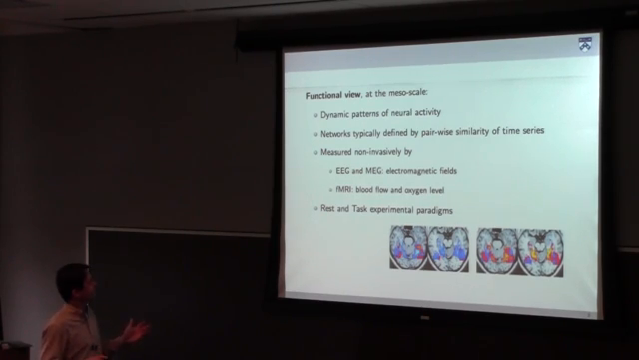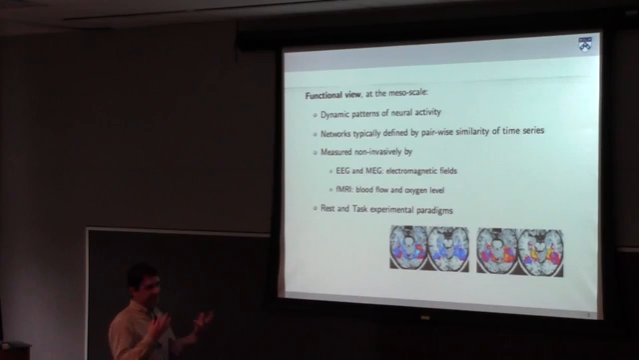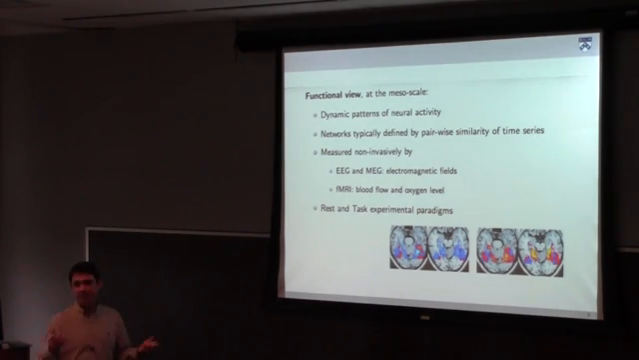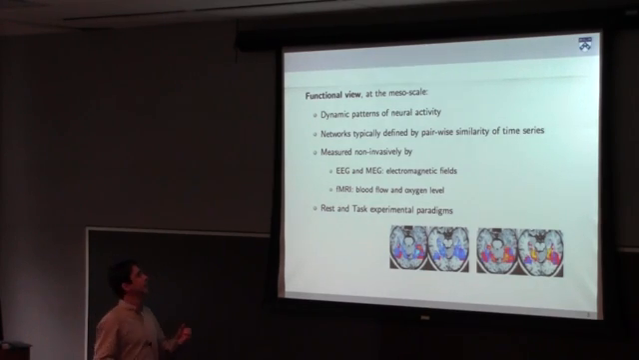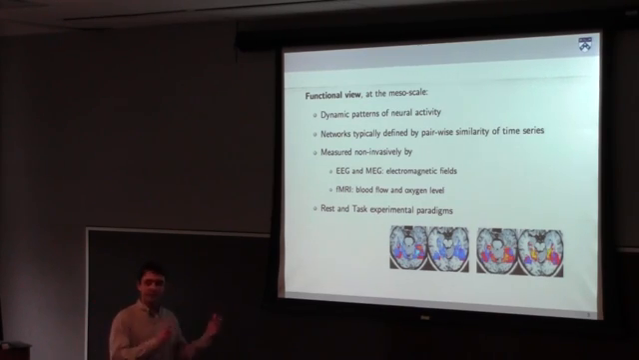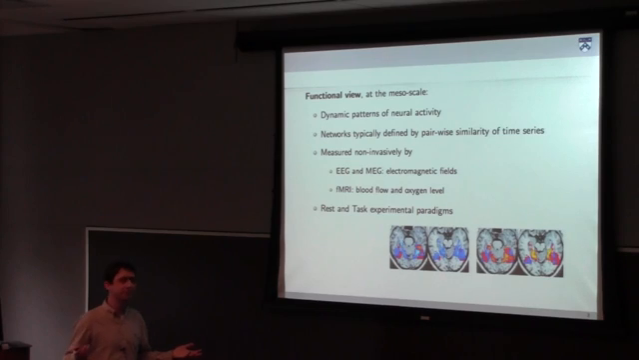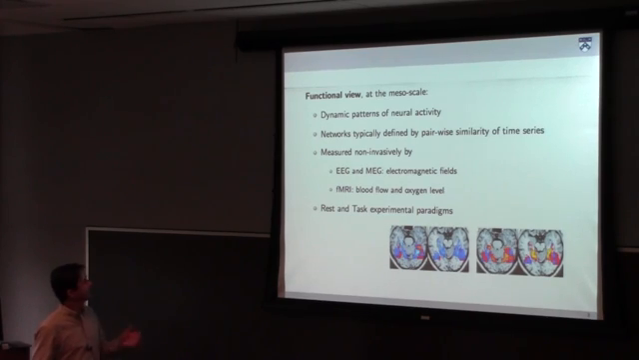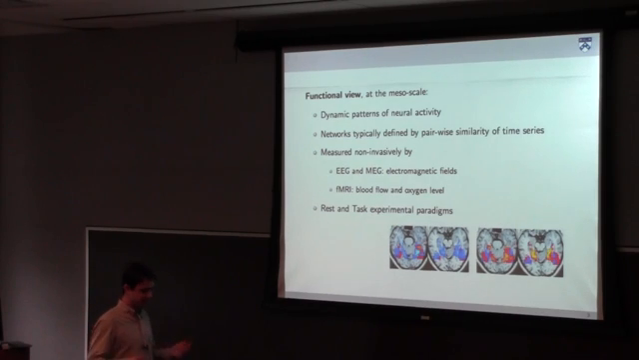In the functional view, the concept of networks is typically defined as a pairwise similarity between different regions of your brain. You can find that similarity to be in the time domain, or in the frequency domain, as a coherence between two regions. And you can get this data through different physical measurements.